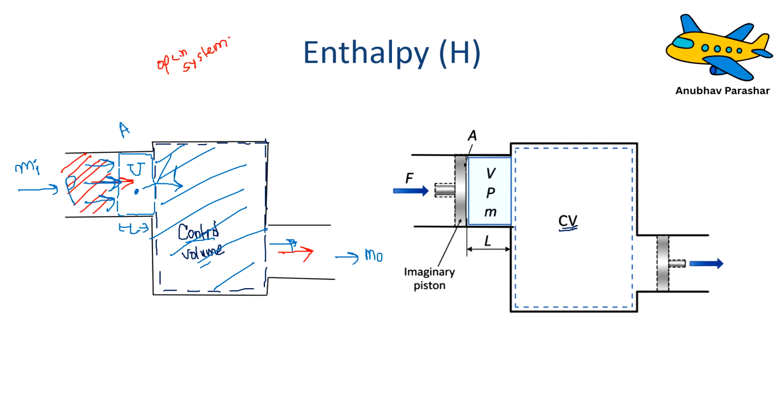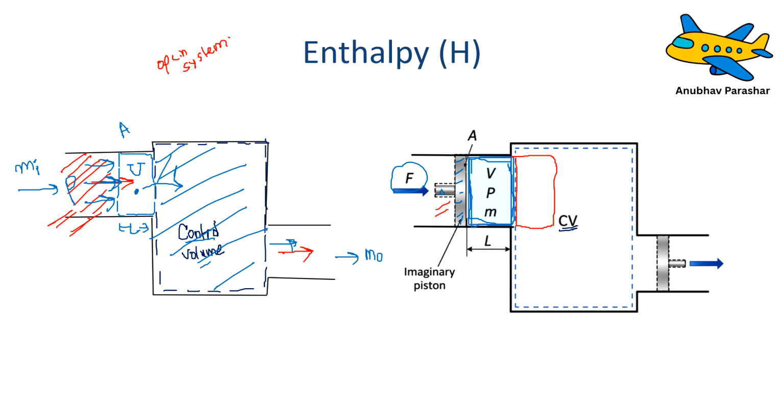Now let us try to understand what this applied force is, and what the work done is. For that, let us assume this is the element of mass which is about to get inside the control volume. And the fluid behind it, let us assume it to be a piston, which is pushing this element with a force F. Now, when the fluid particle gets inside, some amount of work has been done by this piston, which is basically the fluid behind this element. I'm considering it to be an imaginary piston.